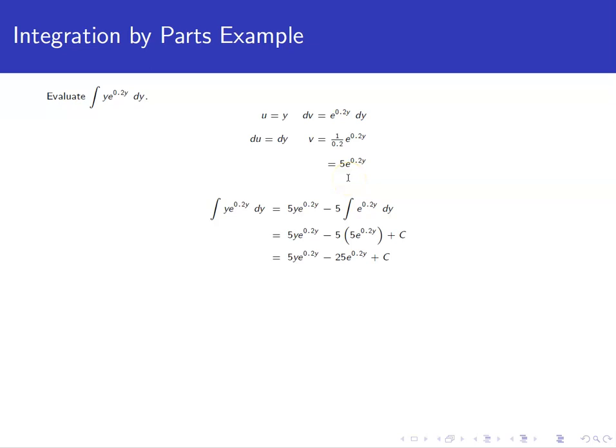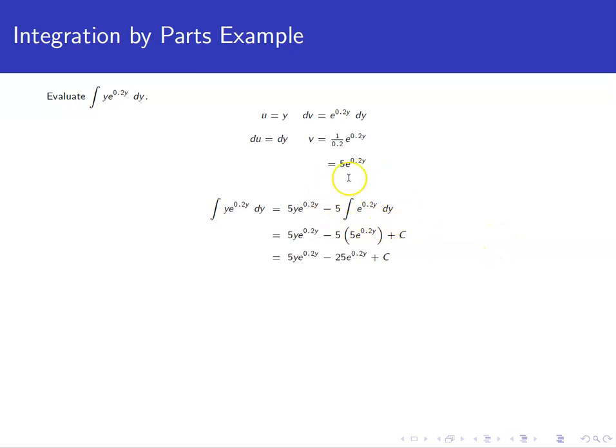Now applying our integration by parts formula, the integral of y e to the 0.2y dy is equal to u times v, so we get 5y e to the 0.2y, minus the integral of v du, so we get 5 e to the 0.2y dy. When we multiply those together, we can pull the 5 out in front of the integral.